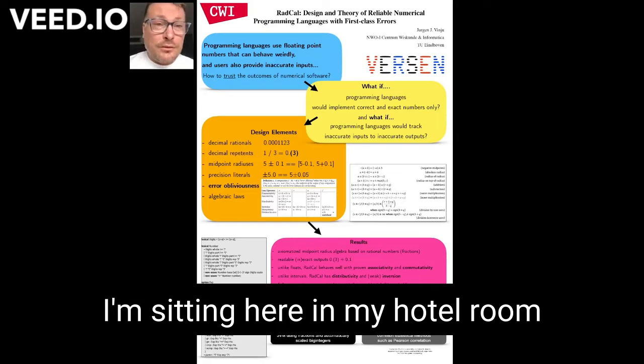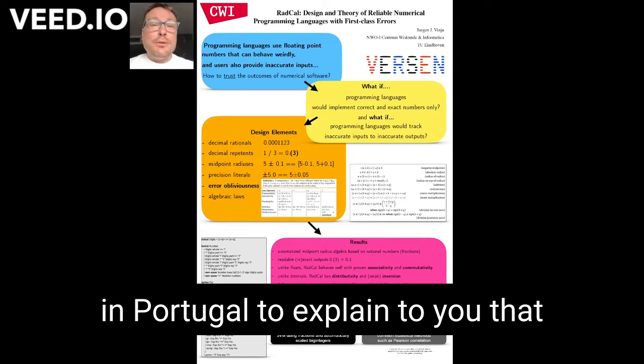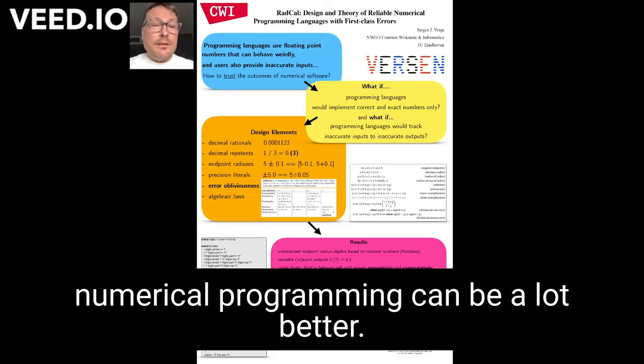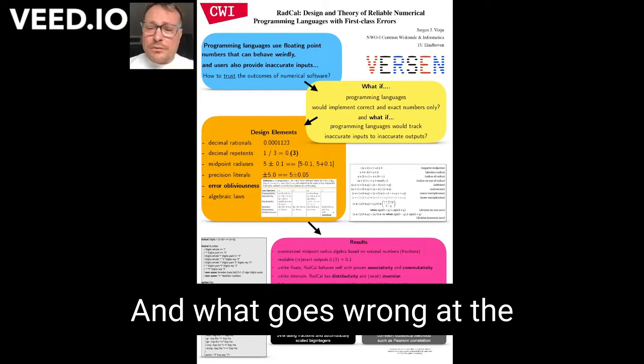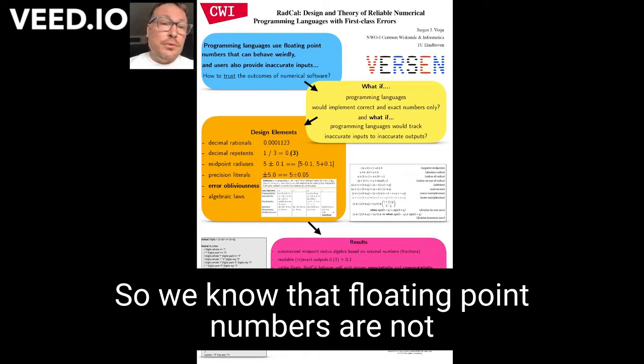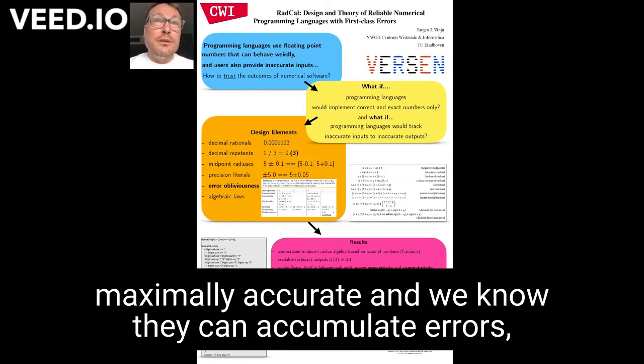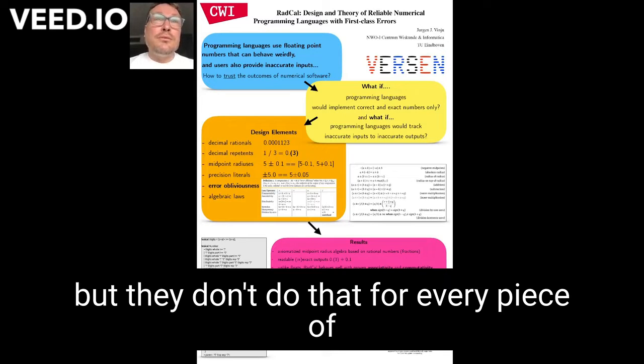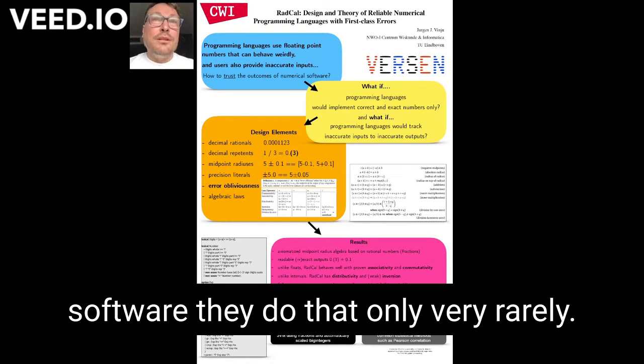I'm sitting here in my hotel room in Portugal to explain to you that numerical programming can be a lot better. And what goes wrong at the moment, that's actually unknown. So we know that floating point numbers are not maximally accurate, and we know they can accumulate errors. But they don't do that for every piece of software, they do that only very rarely, right?